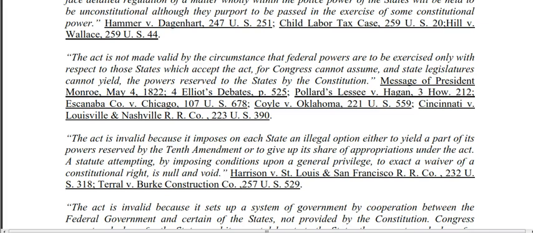In the message of President Monroe, May 4, 1822, the Act is not made valid by the circumstances that federal powers are to be exercised only with respect to those states which accept the Act, for Congress cannot assume and state legislatures cannot yield the powers reserved to the states by the Constitution.